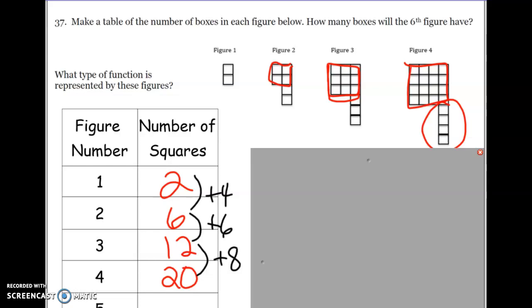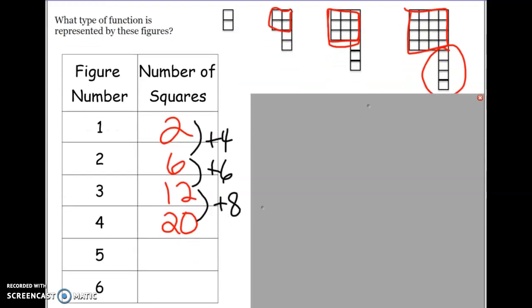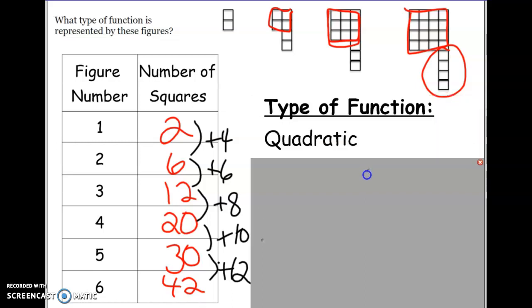So they want to know how many squares would be in figure number 6. So we would have to continue this pattern a little ways. So if I added 10 and then 12, that would keep that second difference of the plus 2 that I noticed going on. So this would be 30, and then 30 plus 12 would be 42. So if I were to draw a picture of figure number 6, it should have 42 squares altogether. All right, let's see. So that type of function is definitely quadratic.